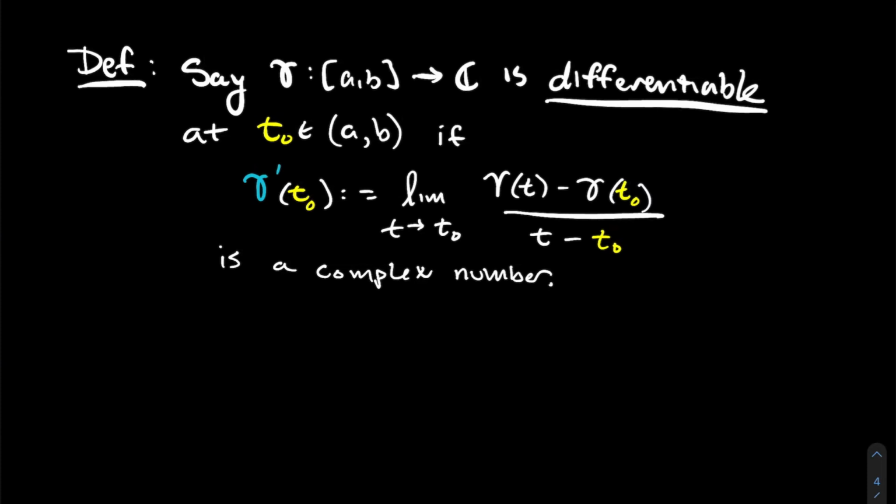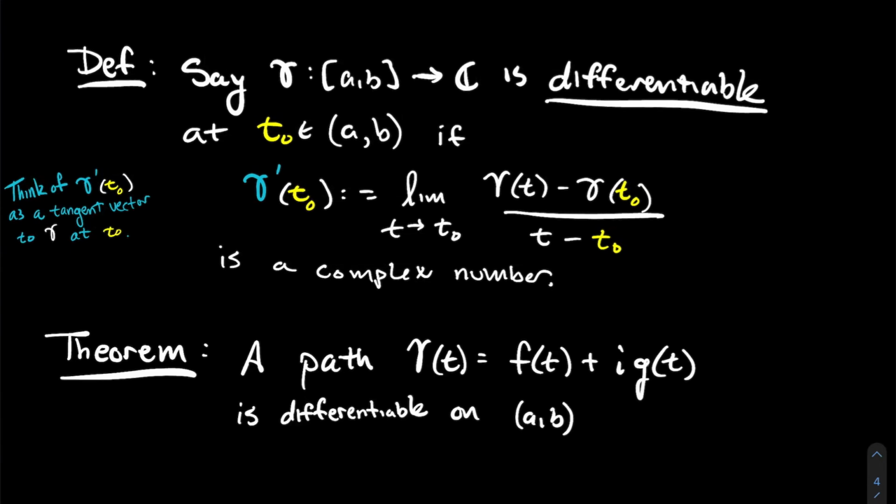And so provided that this is a complex number, in other words, it exists and is a complex number, then we'll say that gamma is differentiable at t0. And what I want you to think about gamma prime of t0, we want to think about it or visualize it as a vector that's tangent to the curve at that point t0. So kind of like you're used to in Calc 1 thinking about the derivative as being the slope of the tangent line, I want you to actually think now in this case of visualizing a vector that goes along the tangent line. And that'll be what gamma prime is. And it should point in the direction that we're traversing the curve.